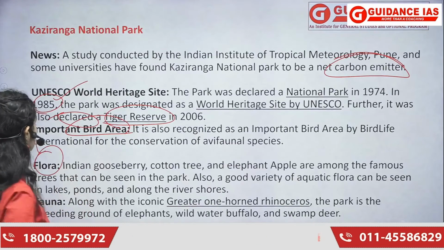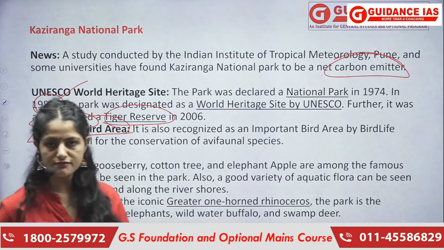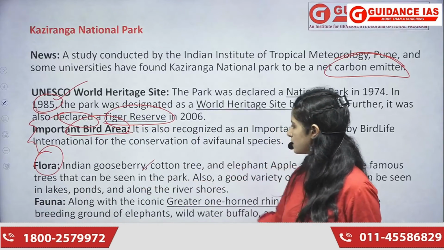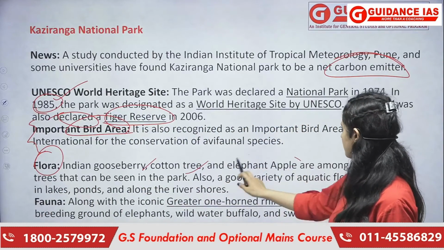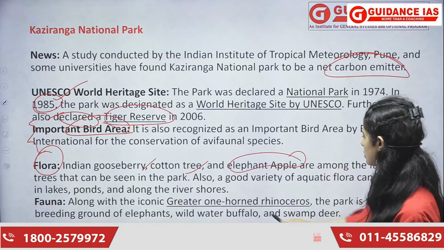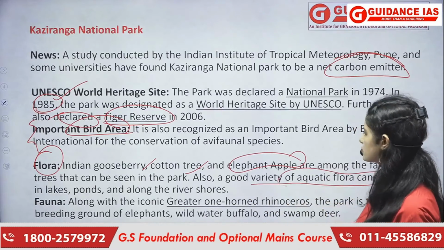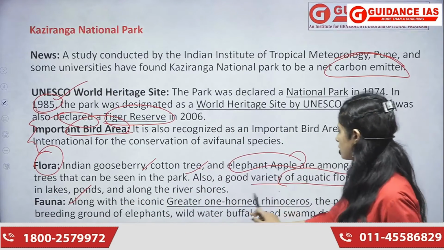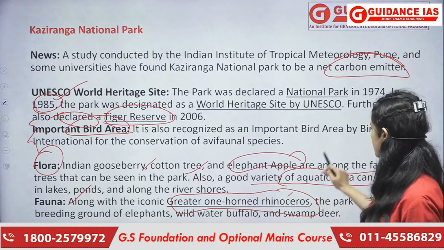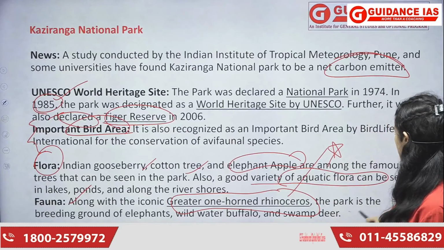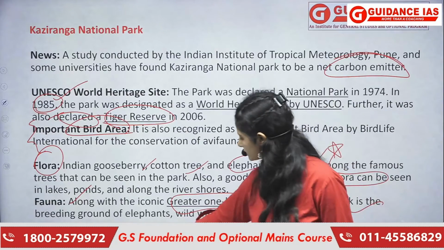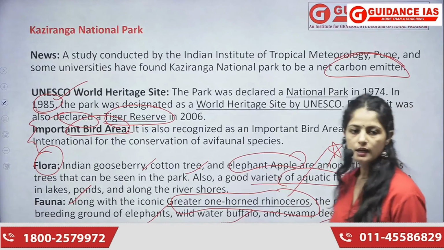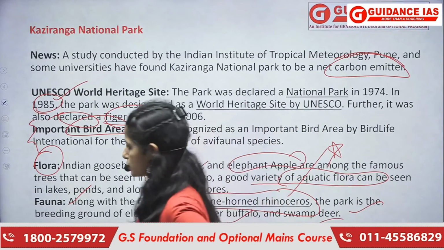And if we talk about a little bit of flora, the tree species and the animal species found here: gooseberry, cotton tree, and elephant apple you will find here. Also, a good variety of aquatic flora you will see here. If we talk about the animal species, the great one-horned rhinoceros is a very, very important species, asked by UPSC as well. Along with that, you'll come across elephants, wild buffaloes and swamp deer also in Kaziranga National Park.